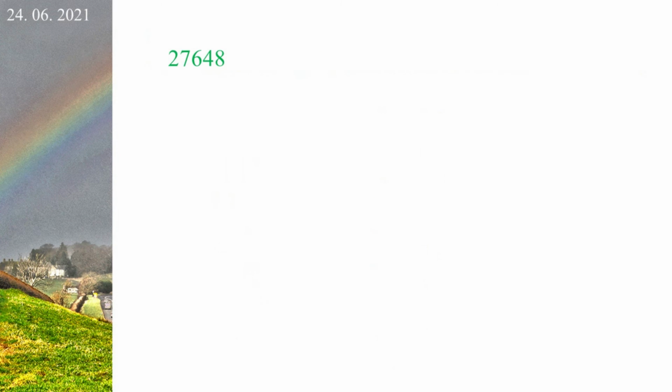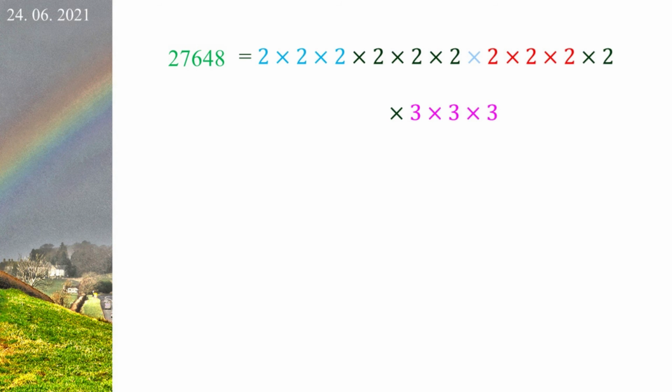Now we have to write the factors of 27,648. It is equal to 2 into 2 into 2 into 2 into 2 into 2 into 2 into 2 into 2 into 2 into 2 into 2 into 3 into 3 into 3. See the factors. Put lines for equal factors. 2 into 2 into 2. Again 2 into 2 into 2. Again 2 into 2 into 2. Again 3 into 3 into 3.